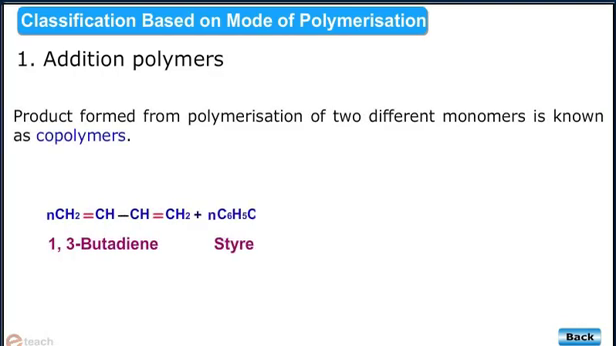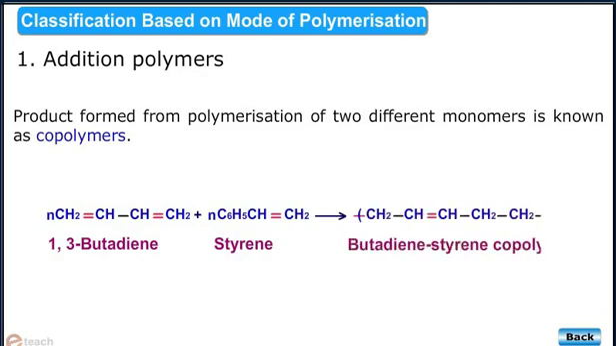Classification based on the mode of polymerization. Addition polymers. The product formed from polymerization of two different monomers is known as copolymers. For example, 1,3-butadiene on reaction with styrene gives butadiene styrene copolymer, which is also known as Buna-S.